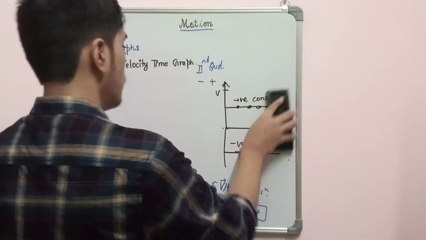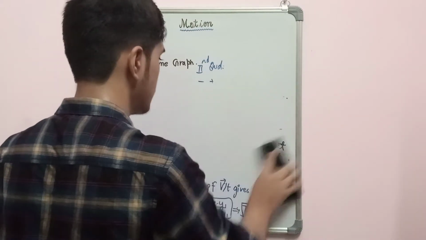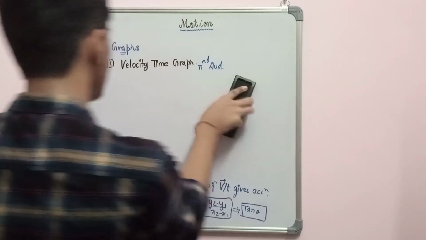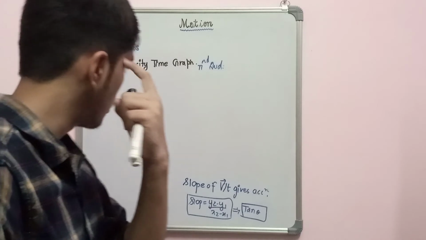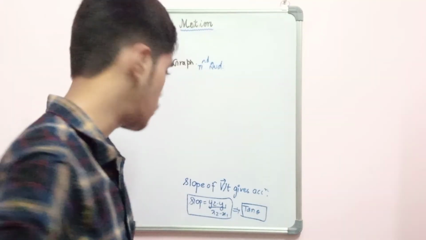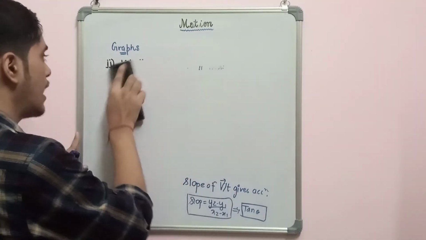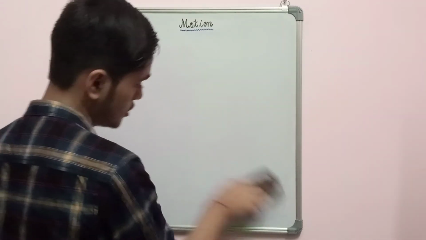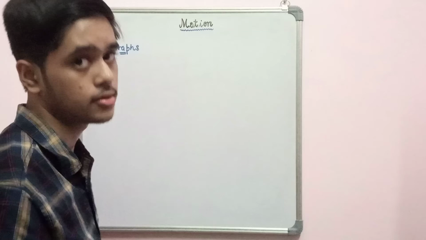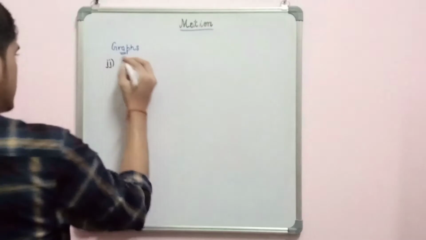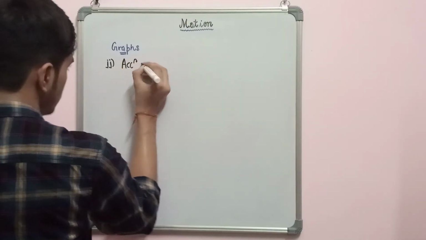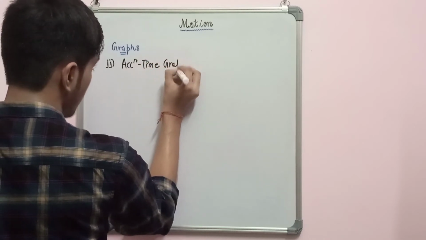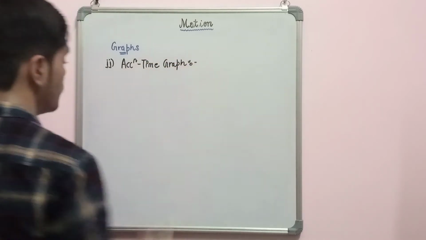Okay, now these are some cases, velocity time graph and all are completed. I have almost given you all the situations. Now the next is acceleration time graph. What is this? This is a very interesting thing. Next is acceleration time graph. What is acceleration time graph and how is it different from the other graphs?